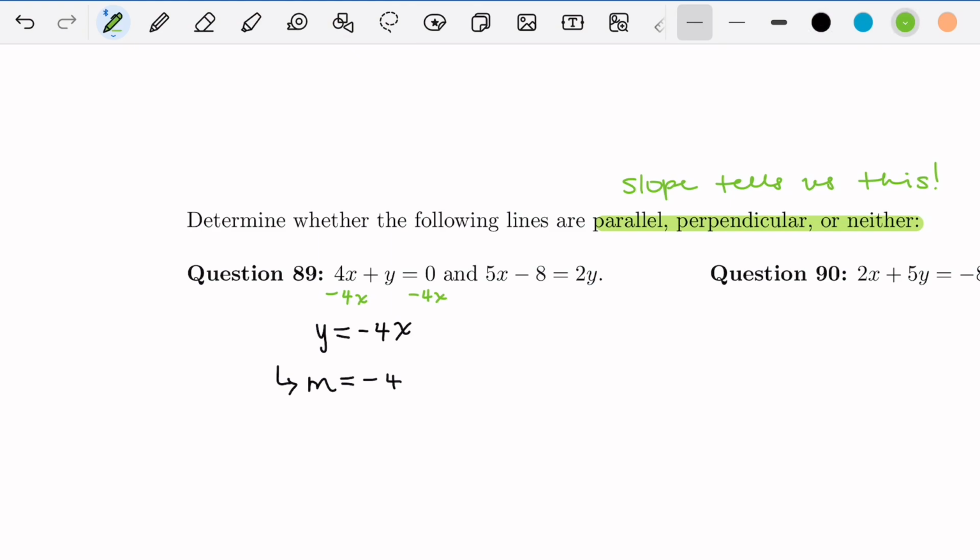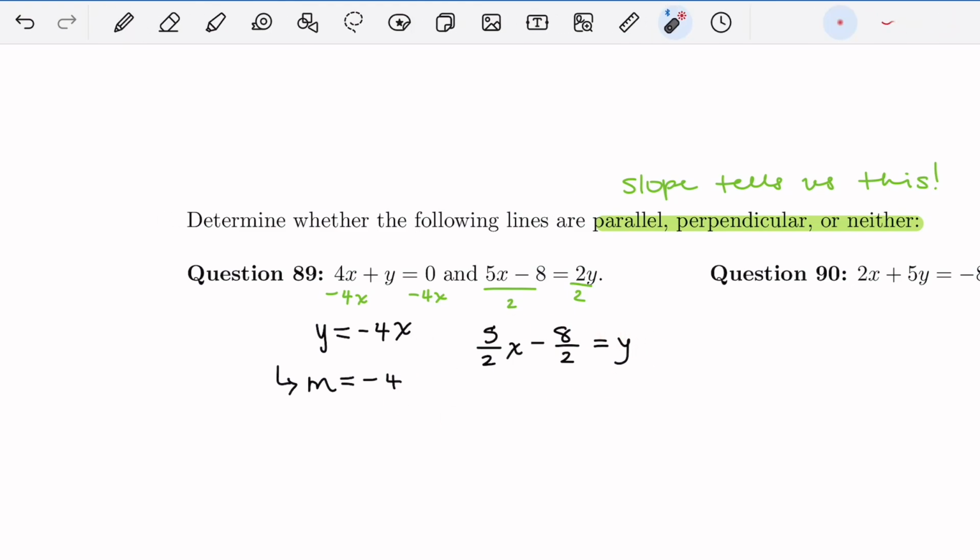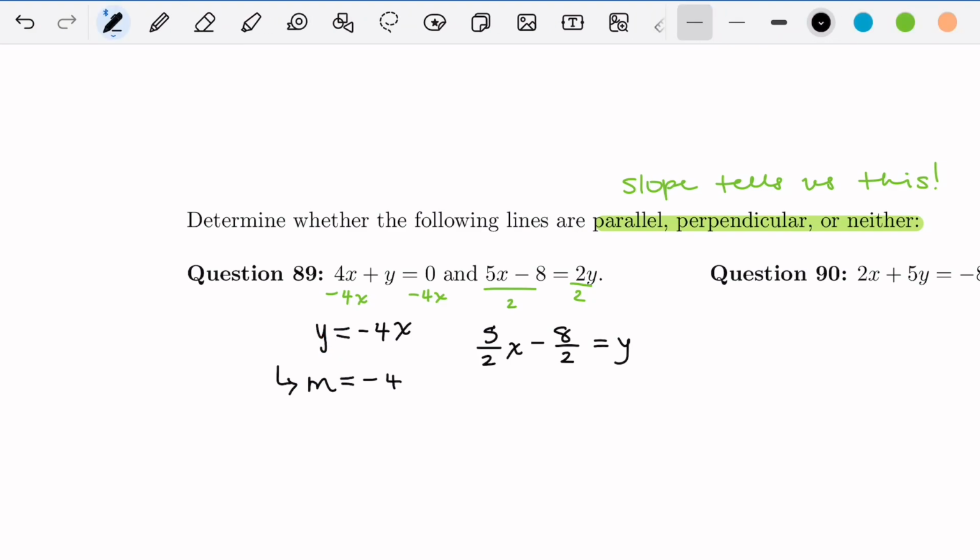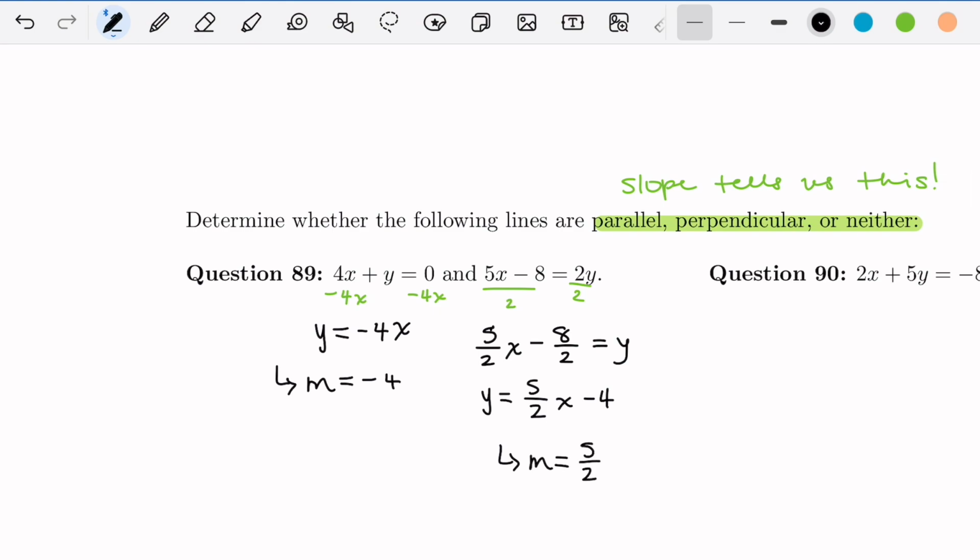Now for the next equation, we want to get y completely alone, so we're going to divide by 2 on both sides. This will give me 5 over 2 times x minus 8 over 2, and that's going to be equal to y. Now I just want to reorder this. Typically we have y on the left-hand side of our equation. So I'm going to get y is going to be equal to 5 over 2x minus 8 over 2, which just gives us 4. Now in this case, our slope m is going to be equal to 5 over 2.